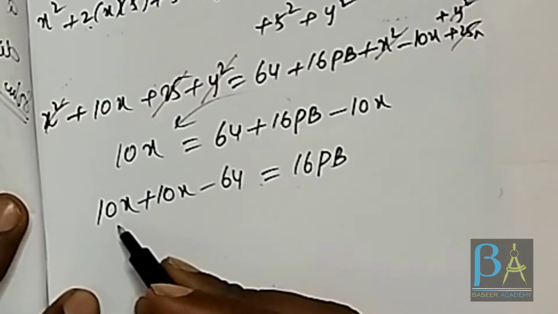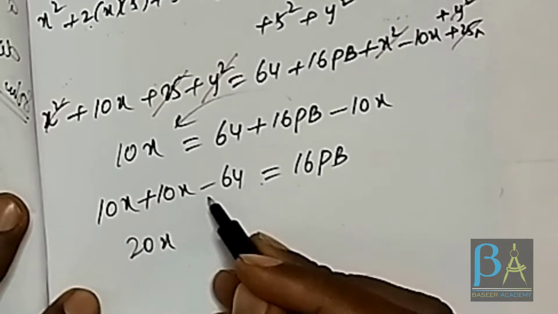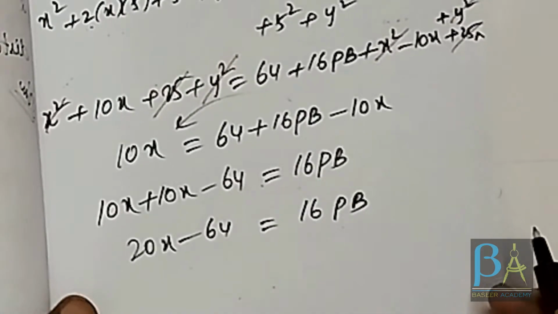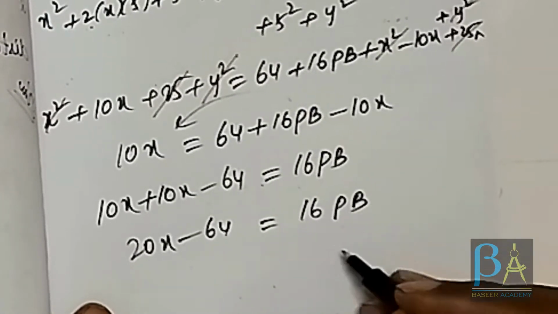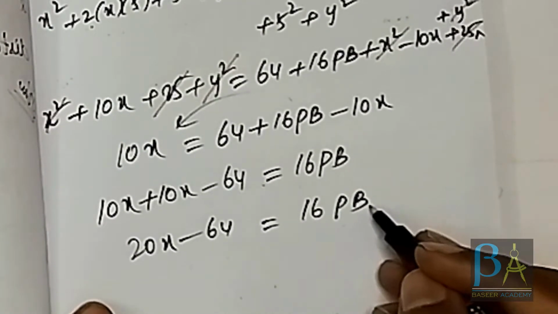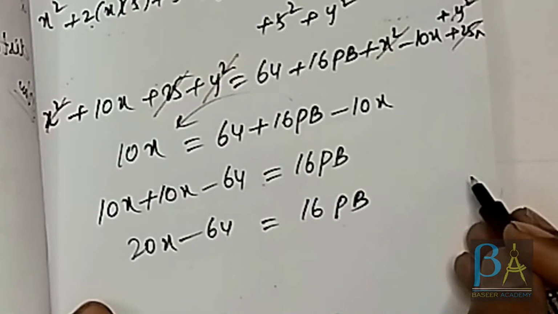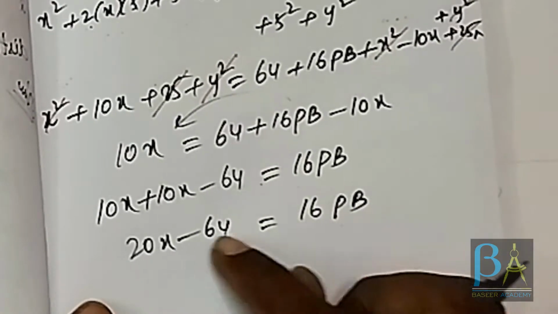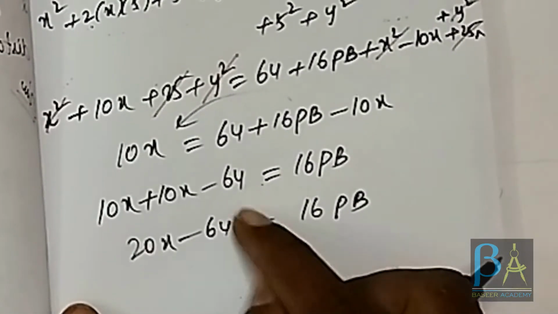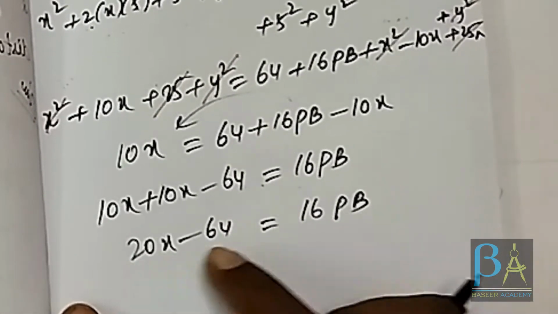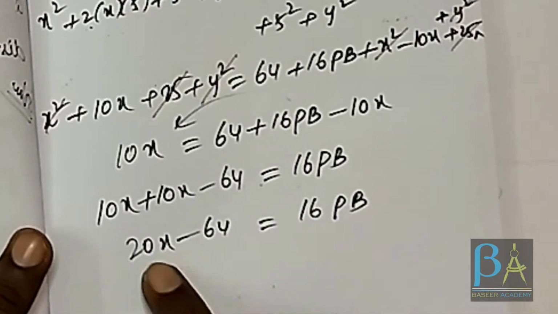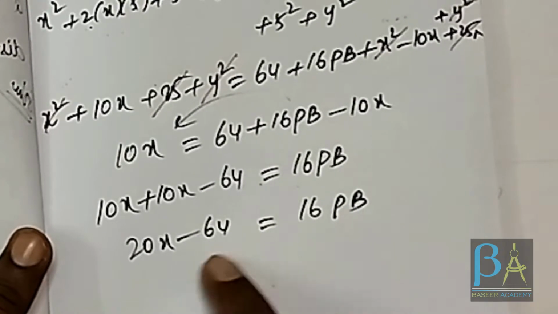So what am I getting? 10x plus 10x, that is 20x, minus 64 is equal to 16 PB. Now, PB obviously will have a square root because PB is the distance from the point P to the point B. The distance formula has a square root. So I want to square these things on both sides. But if I square them directly, obviously I have to square 20x minus 64. 20 and 64 are pretty big numbers. So I want to make these numbers a little smaller before I start squaring the equation on both sides.